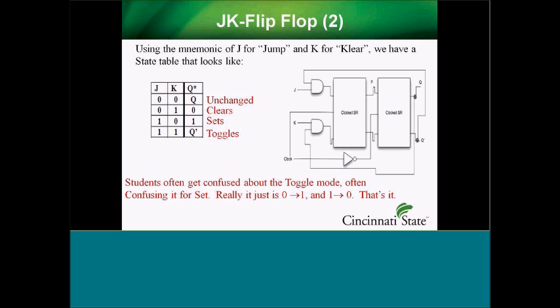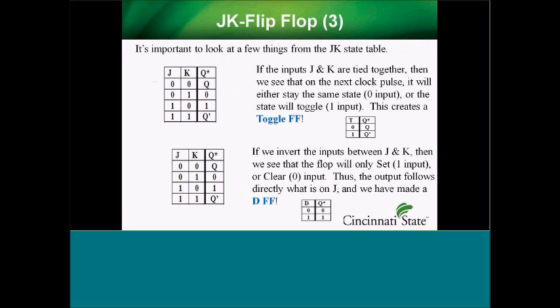I do have to work with them a little bit on trying to get them to understand exactly what's going on there. So there's a couple things from the JK state table that are important to notice, which makes this a very flexible flop. Usually when we're building circuits in the lab, they'll say, "Oh, I need a T flop," and I'll be like, "Well, what are you going to do? Because you only have a JK flop." He says, "Well, you have to figure out how to make one."